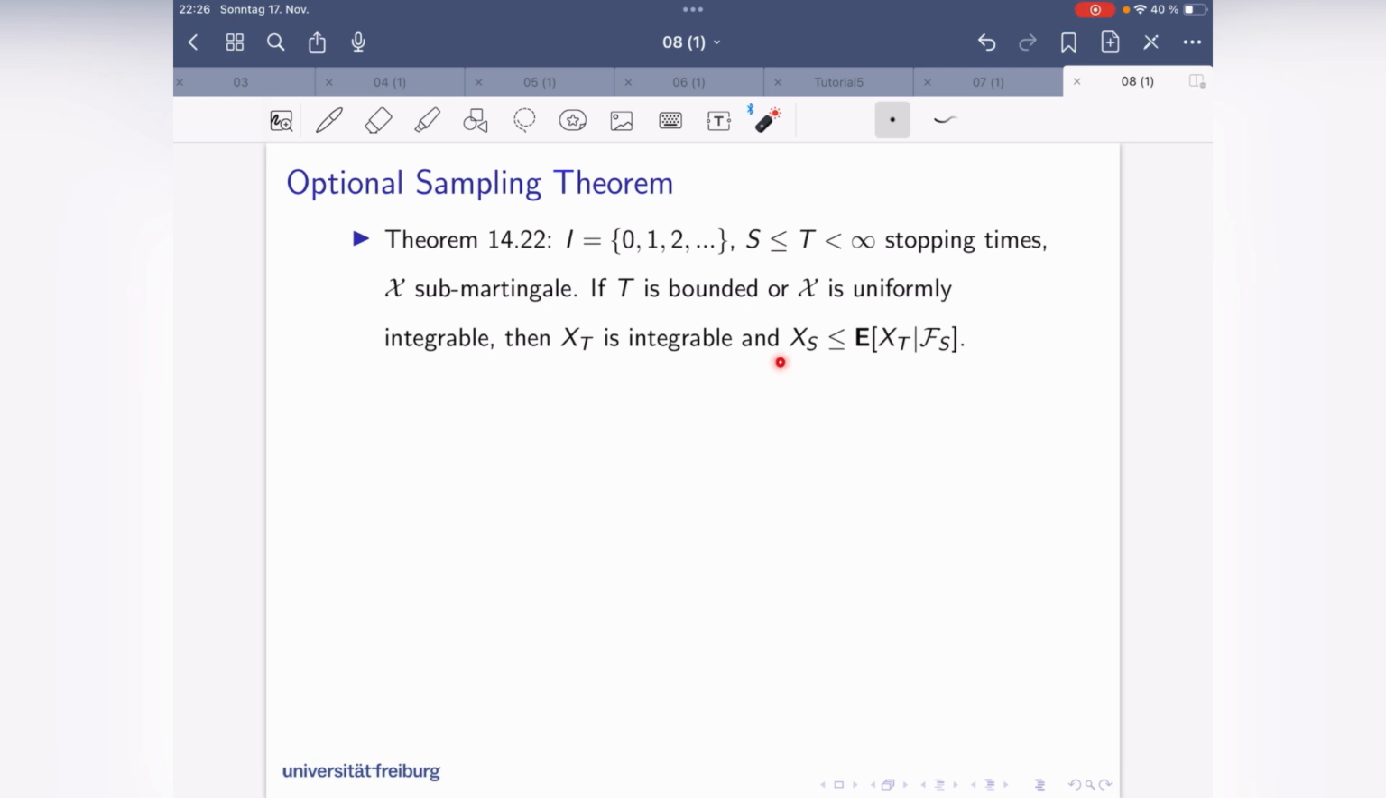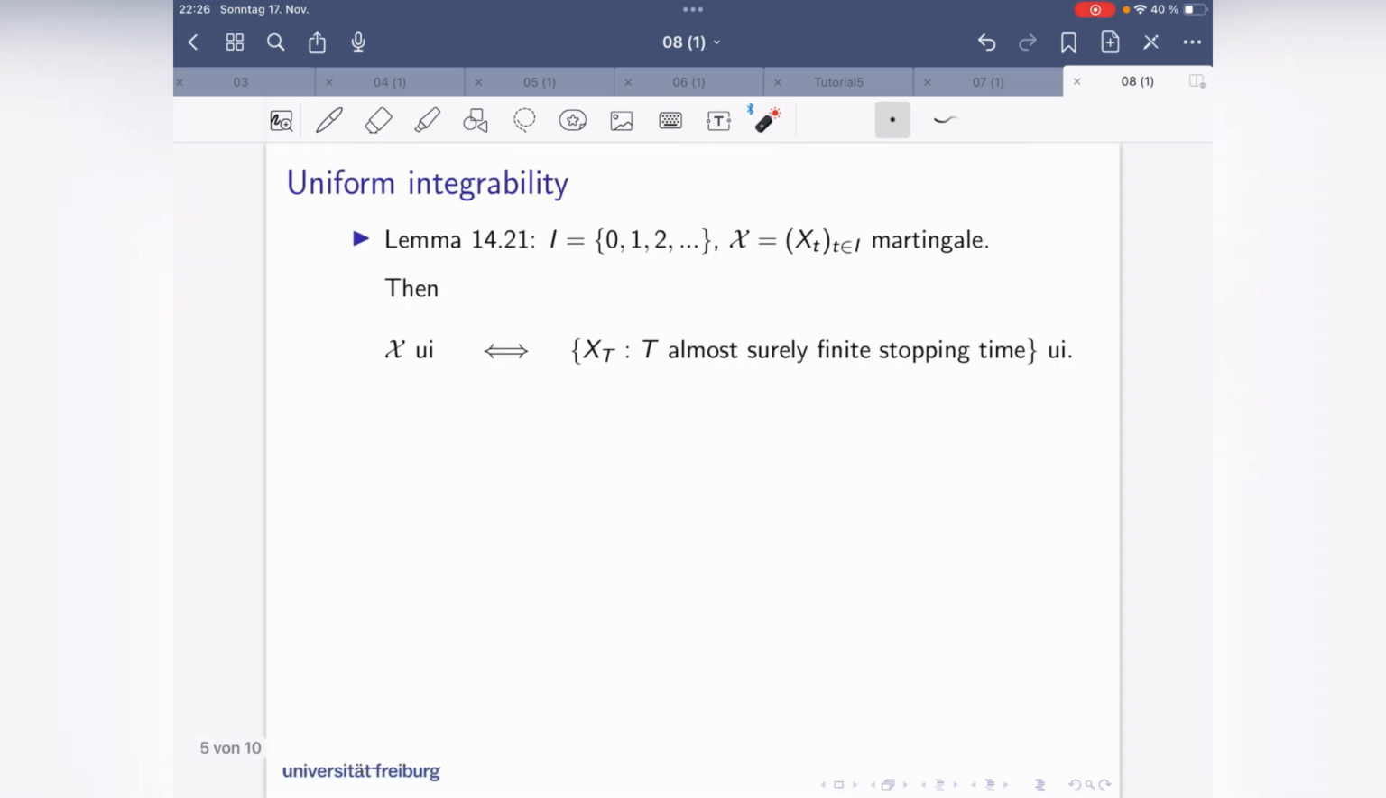It won't be that general. Something can go wrong, but it cannot go wrong if either T is bounded or X is uniformly integrable. Then this thing here holds. So we're going to move to this. But in order to do so, we need the following lemma.